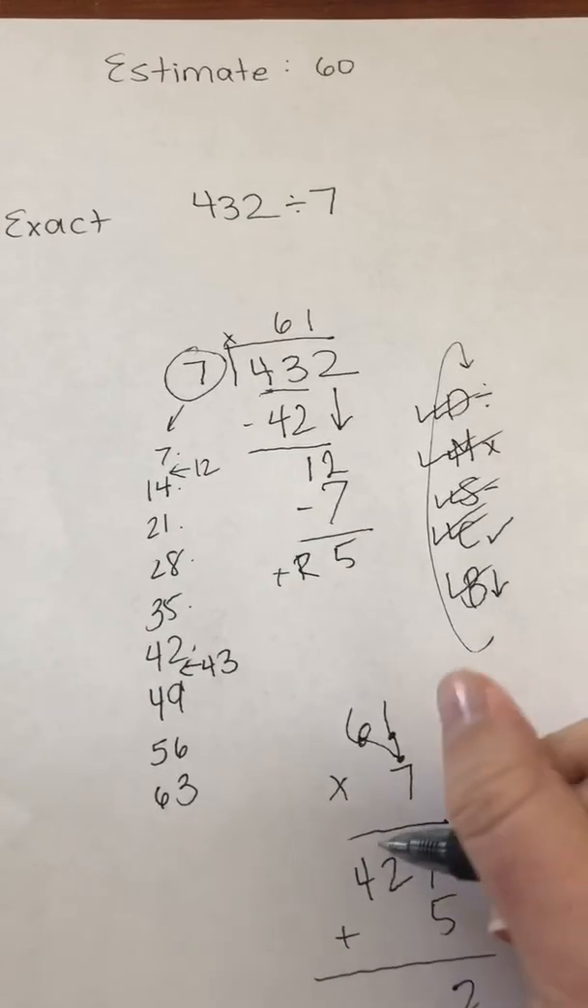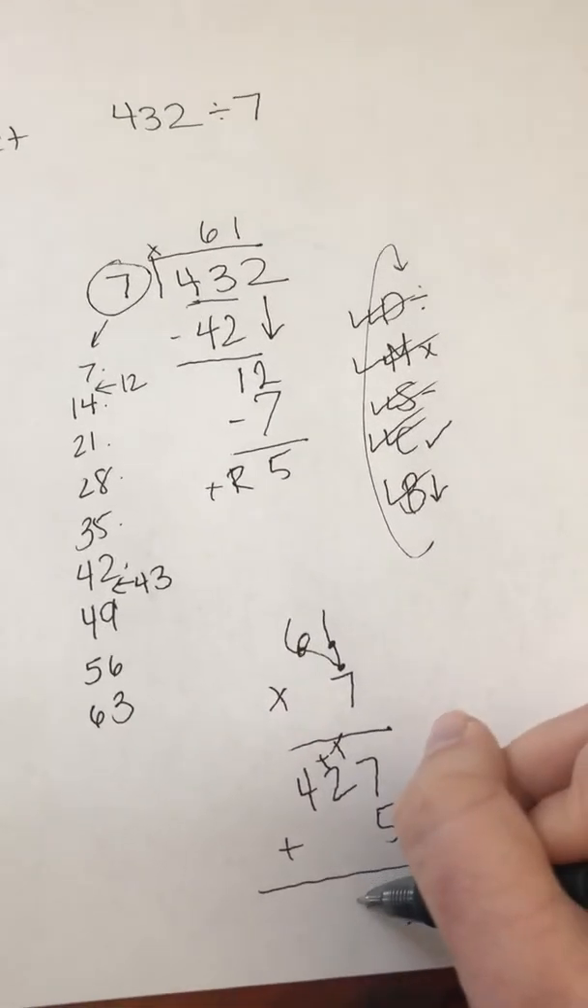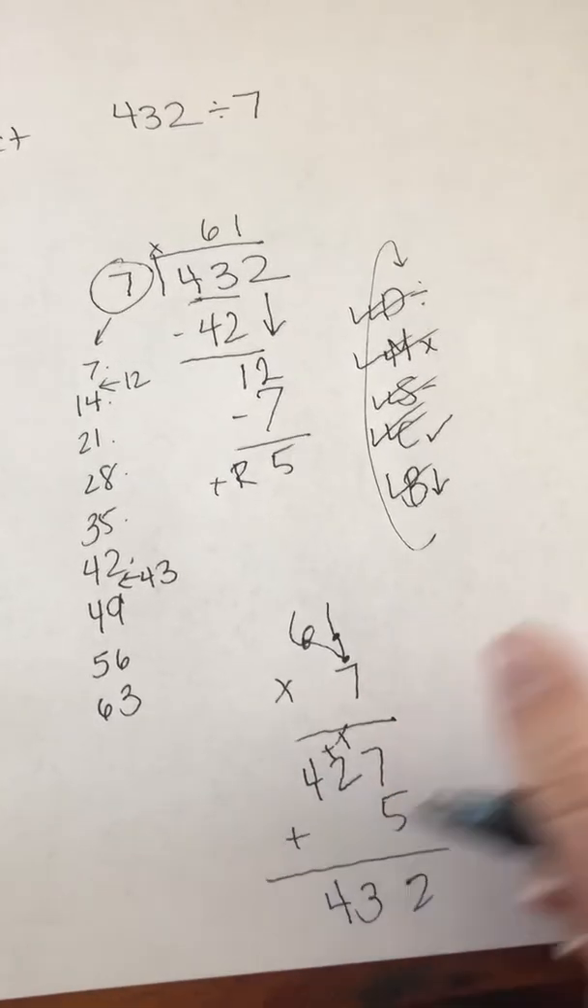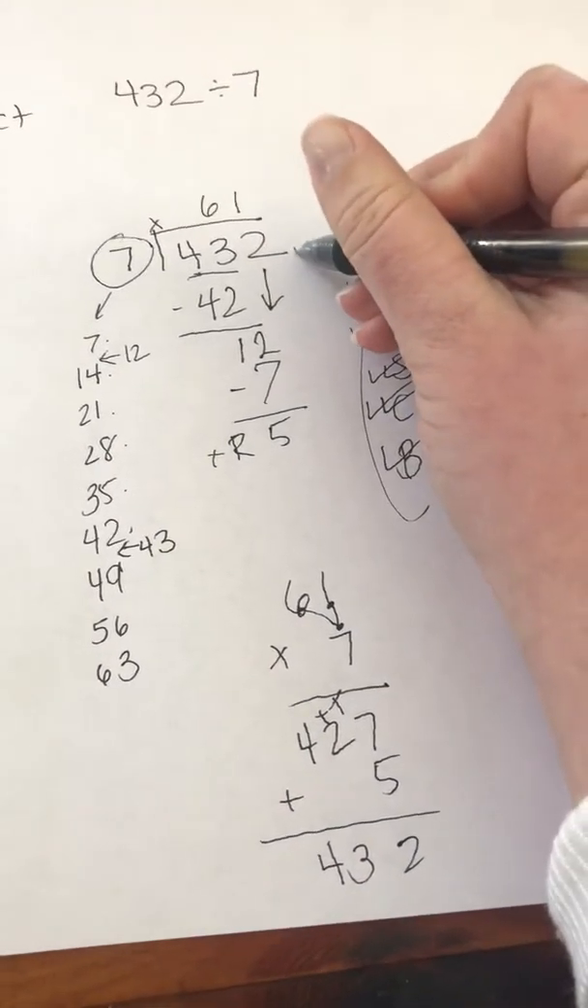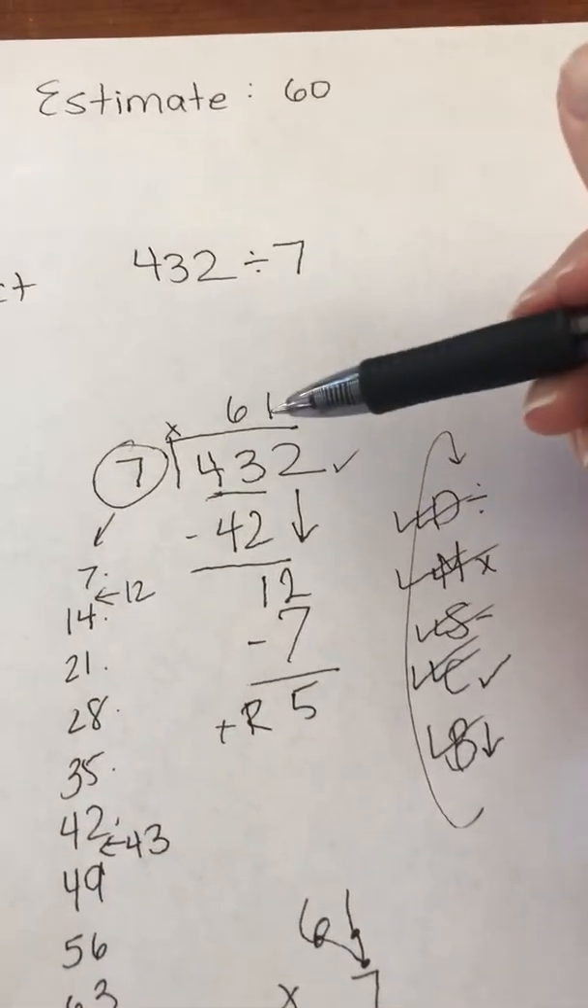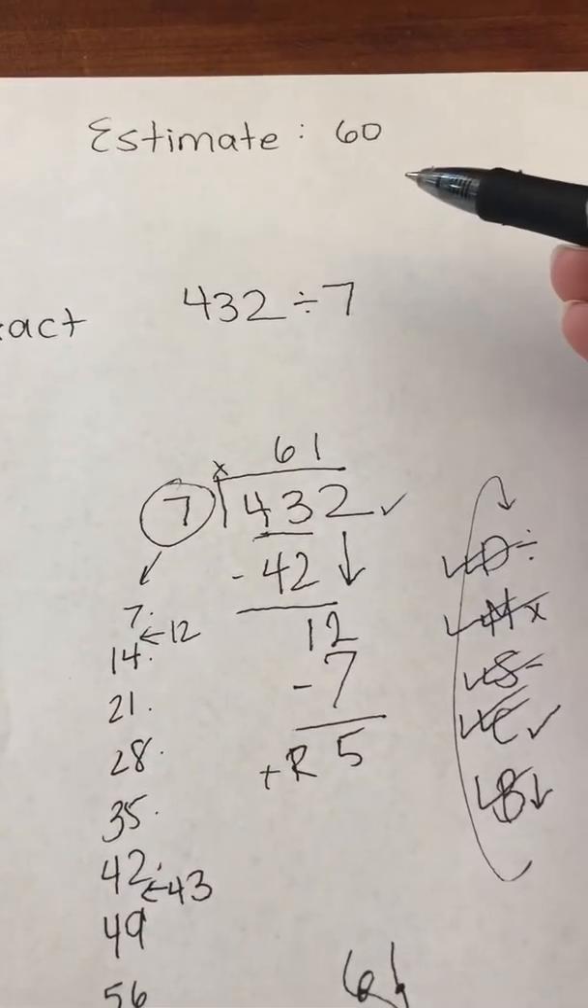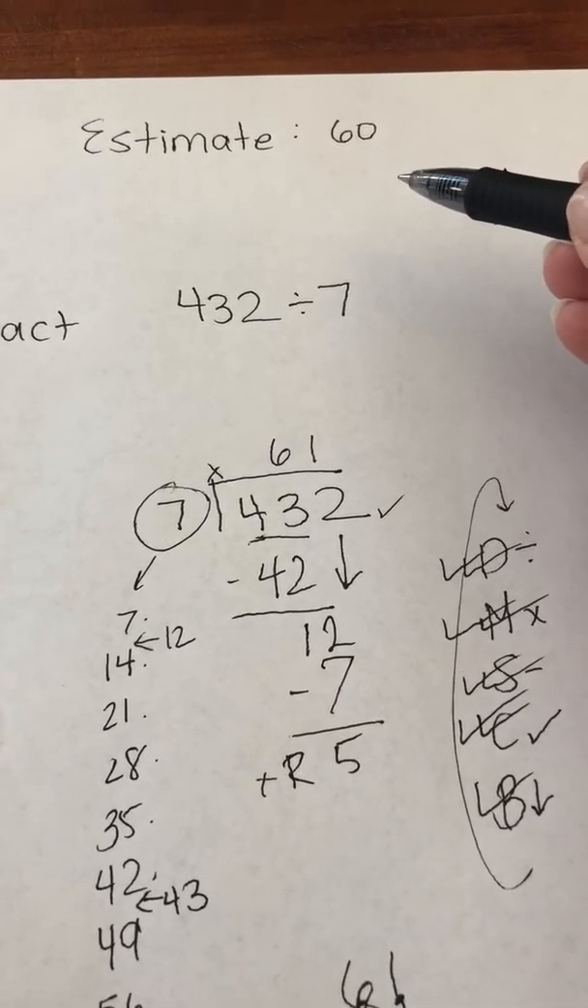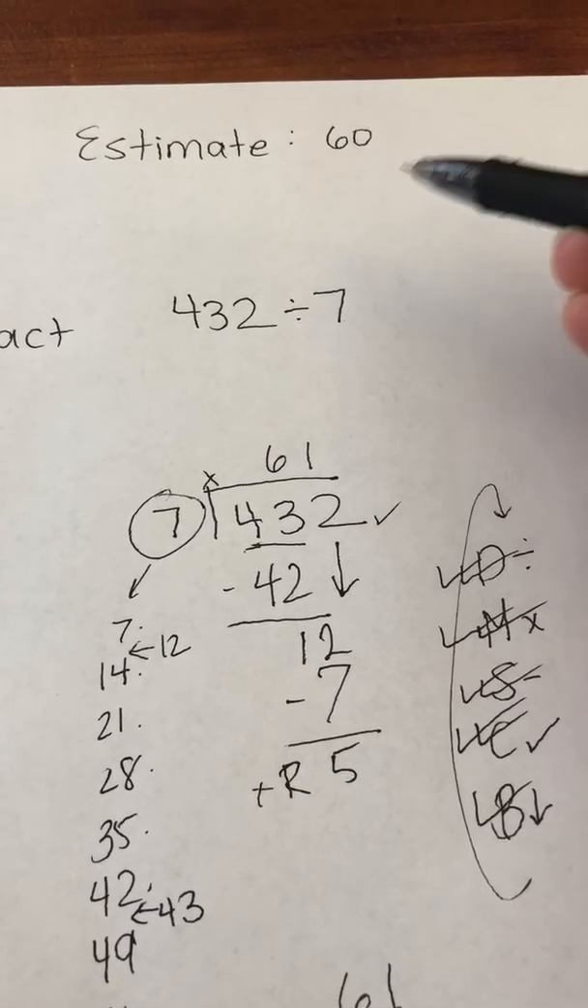7 plus 5 is 12. 2 plus 1 is 3. And 4 plus 0 is 4. So I get what I started with, and I've checked my answer. Let's look back at our estimate. Is 61, remainder 5, close to 60? Yes, it is. Our estimate is in the ballpark. It is a reasonable estimate.